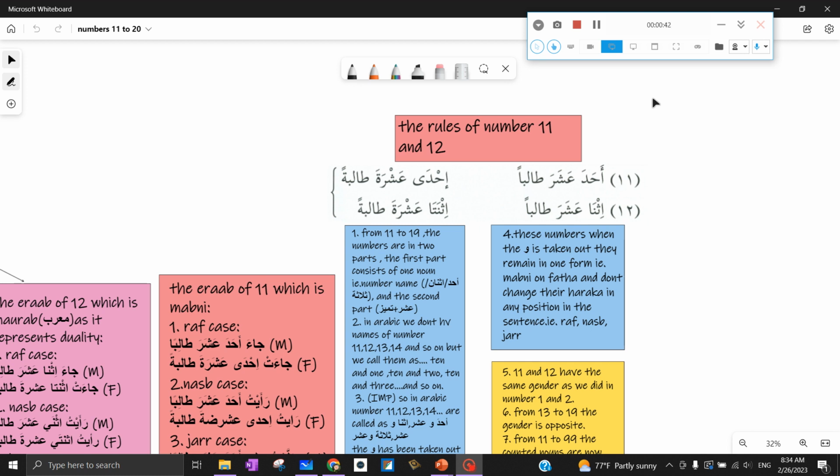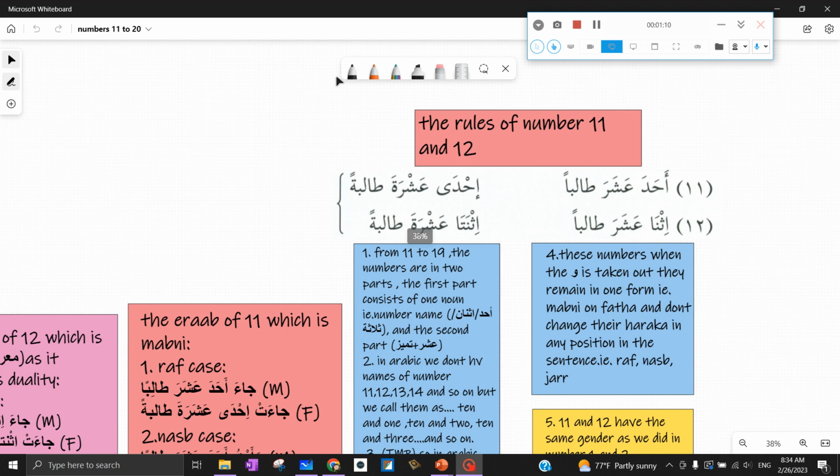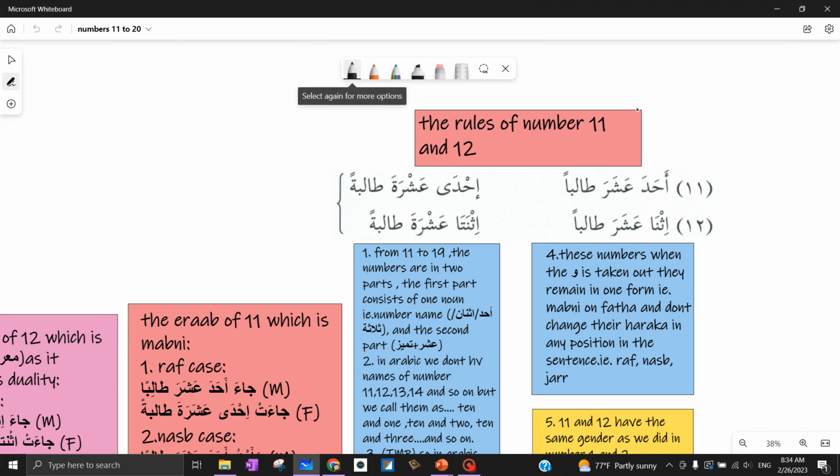Previously, as I have discussed in my video, the rules for 1 and 2 are different from 3 to 10. Similarly, here also, the rules for 11 and 12 are different from 13 to 19. So let's see what is different and what is the similarity between numbers 1 and 2 and 11 and 12. First, I will speak about the similarity. What is the similarity between the rules of 1 and 2 and 11 and 12?